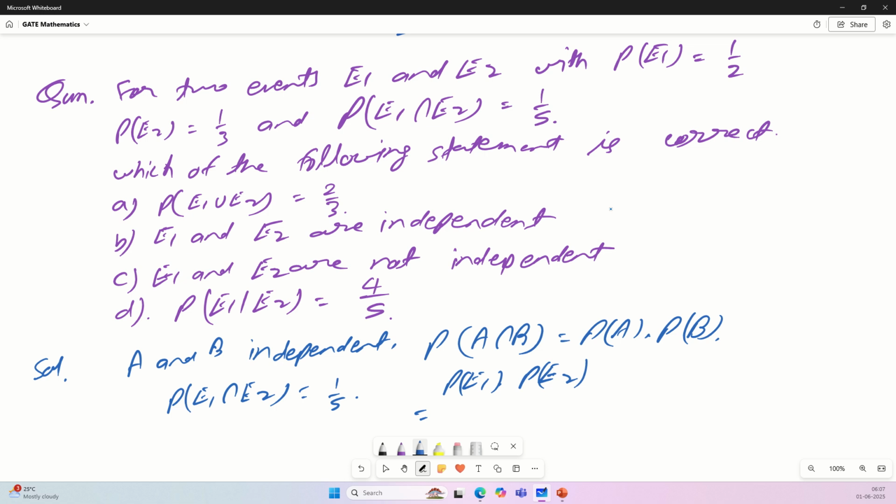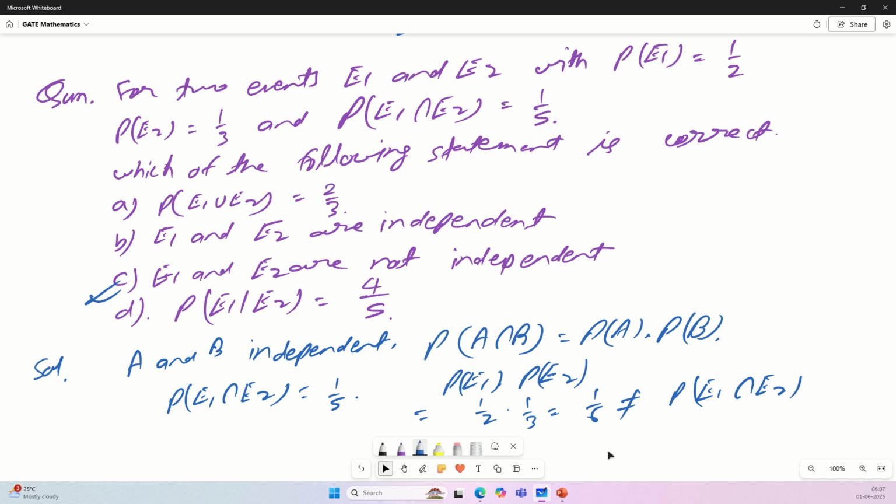So what is probability of E1? 1 by 2. What is probability of E2? 1 by 3. It is going to be how much? 1 by 6, which is not equal to probability of E1 intersection E2. It means I can say E1 and E2 are not independent. Okay. So I can say option C, which is E1 and E2 are not independent. That's the answer. Understood?